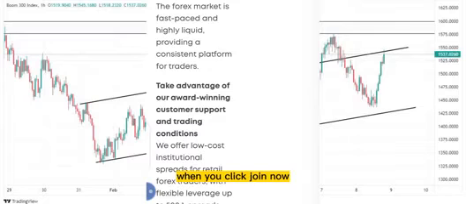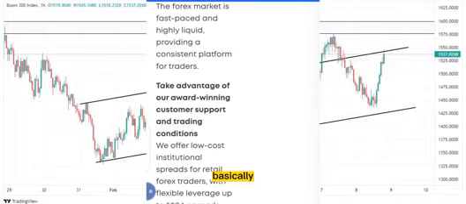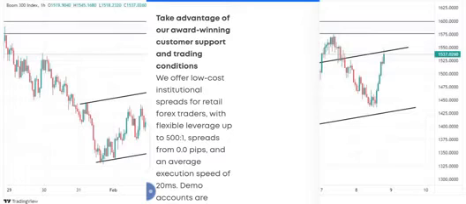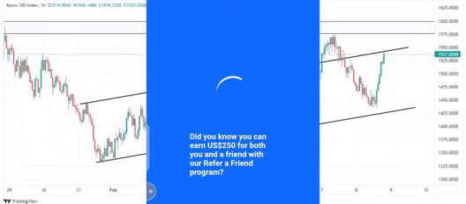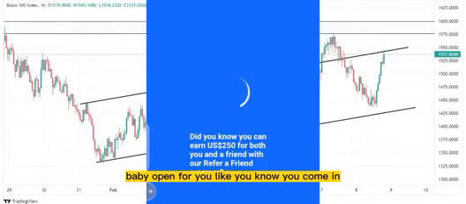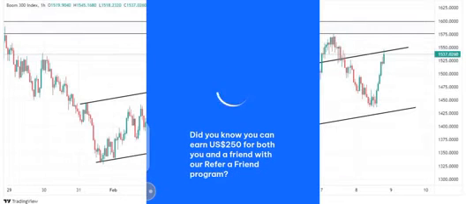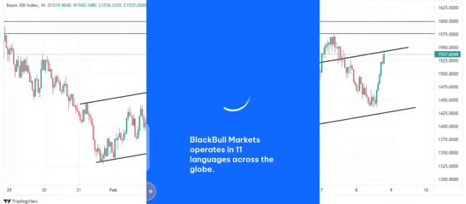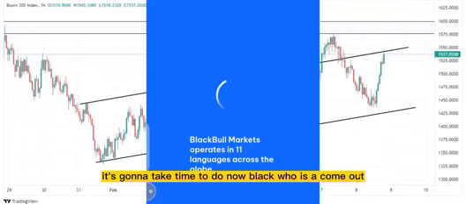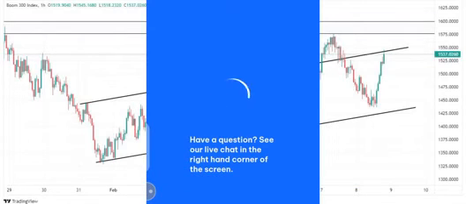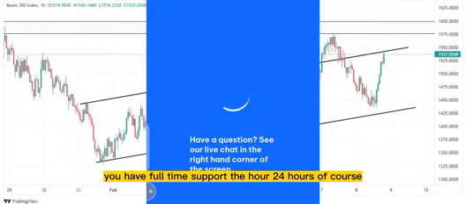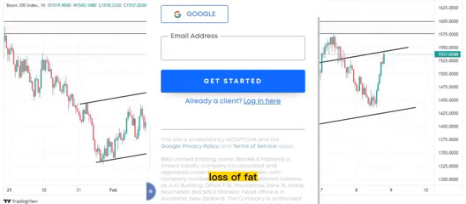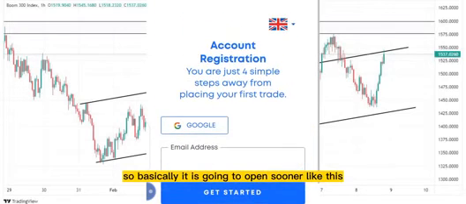Now when you click join now, that button will open for you like this. It's going to take some time to do. The broker has lots of training, full-time support, 24-hour support, and lots more. So basically it's going to open something like this.